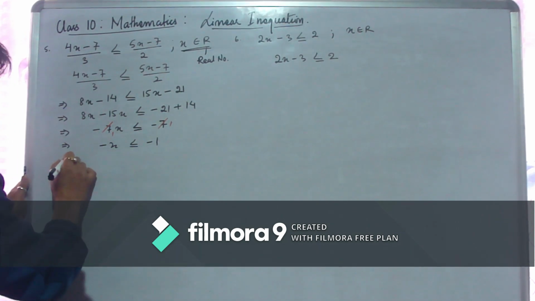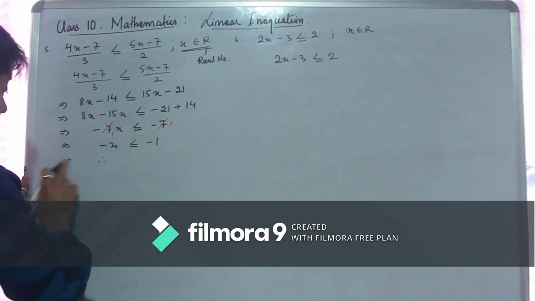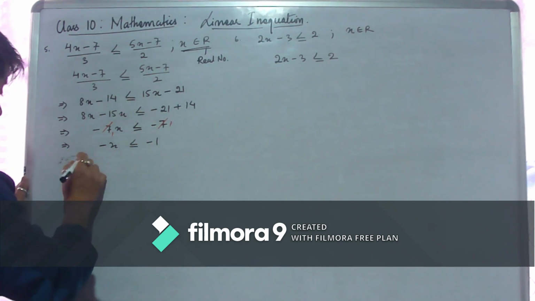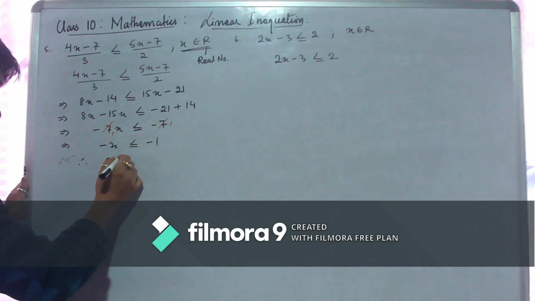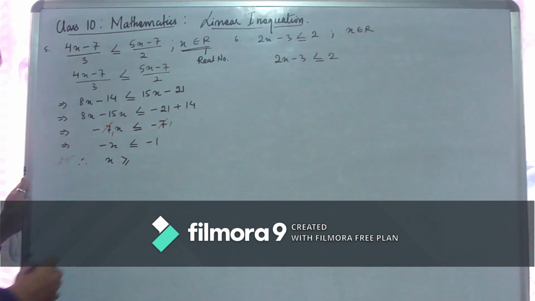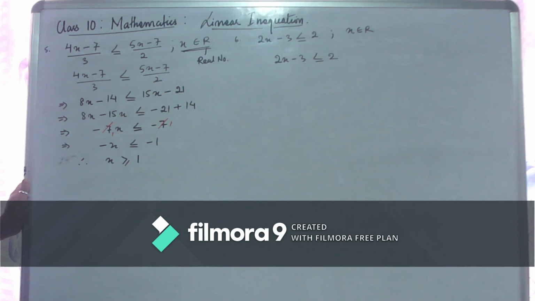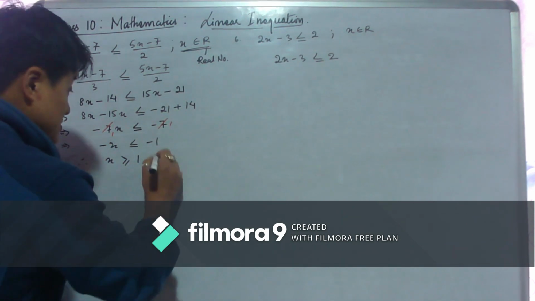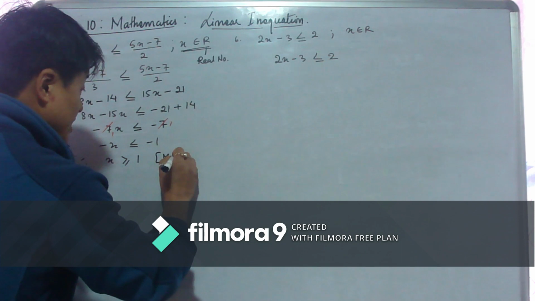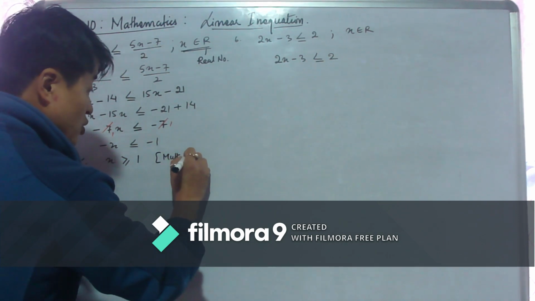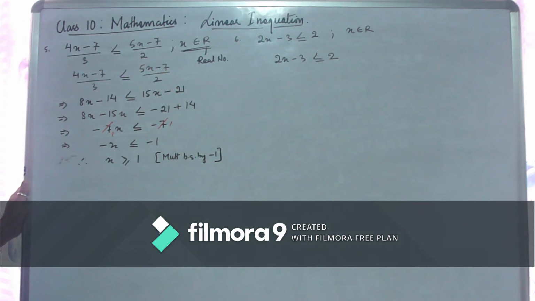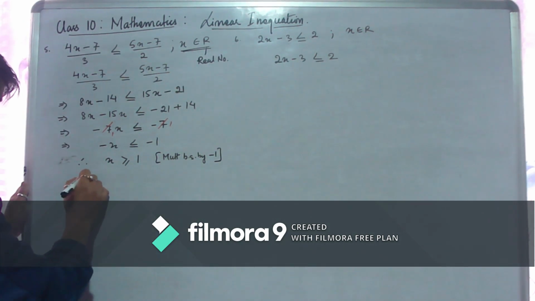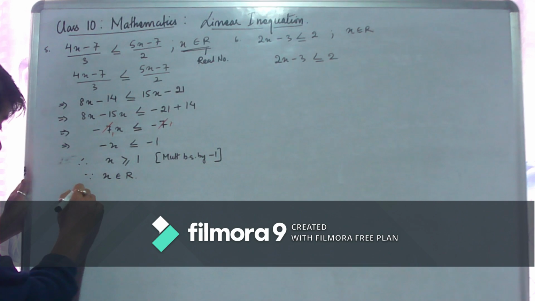Therefore, x is greater than or equal to 1. When we change the sign of x, the inequality sign also changes. So x is greater than or equal to 1. Here what we did is multiply both sides by minus 1. Clear?